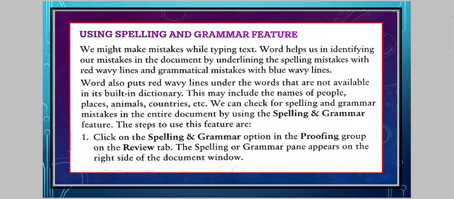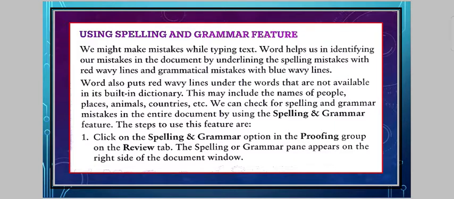The first topic is using spelling and grammar features. Okay, so we might make mistakes while typing the text. Word helps us in identifying our mistakes in the document by underlining the spelling mistakes with red wavy lines and grammar mistakes with blue wavy lines. That means when we make any spelling mistakes, then a red wavy line arises, and for grammar mistakes a blue wavy line arises.